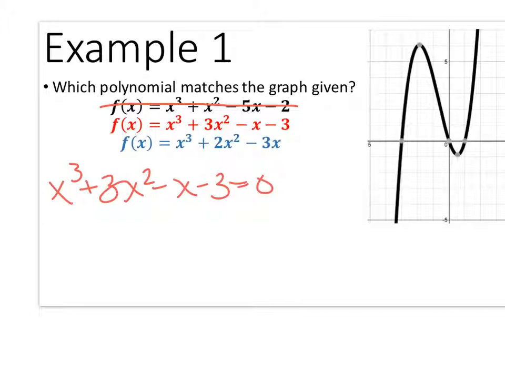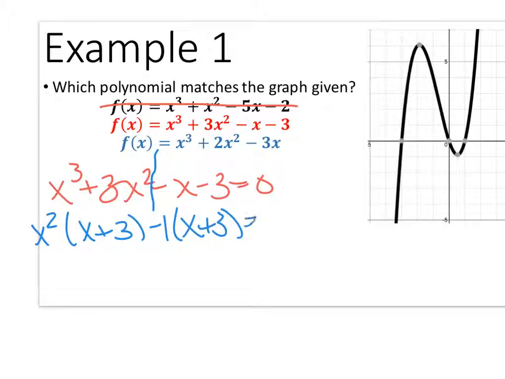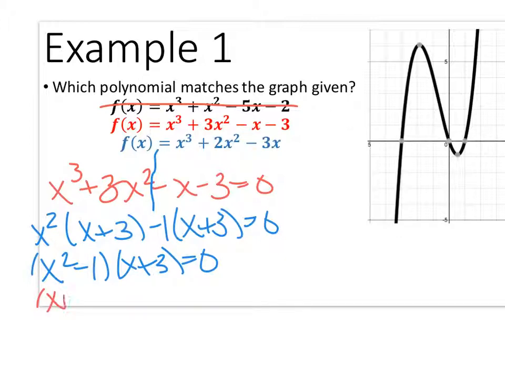Again, it's 4 terms, so I'm going to try factor by grouping. Here, it does look like it will factor. So if I split it in half, I can take an x squared out front to leave me with x plus 3, and then there I can take out a -1, so that's also x plus 3. So I have x squared minus 1 and x plus 3. This x squared minus 1 can still factor to x plus 1 and x minus 1.